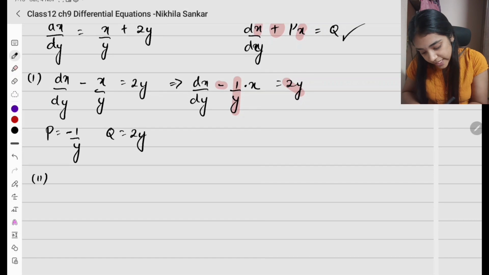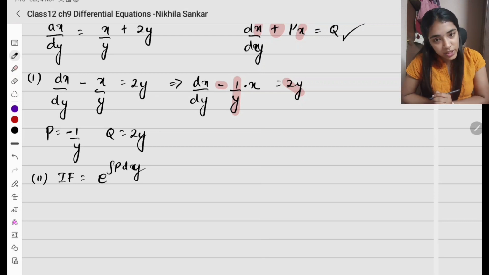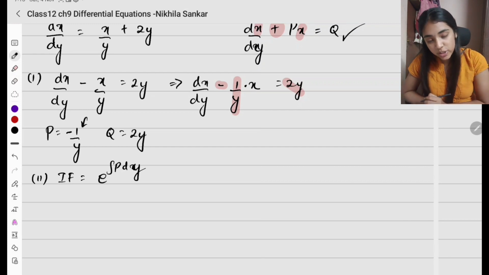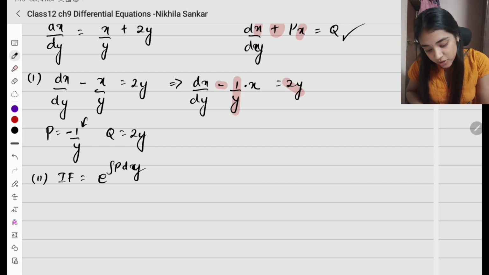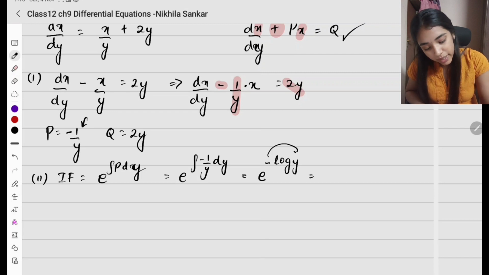Now what is my second step? I need to find the integration factor. Integration factor is e to the power integral p dx. Sorry, dy in this case. All this time we were doing dx. Here, p is a variable of y, so you have to take p dy. So this is going to be e to the power of integral of minus 1 by y dy. Taking the minus outside, I'll have e to the power minus, and the integral of 1 by y is log y. So I have log y. I'm going to take the minus to the power.